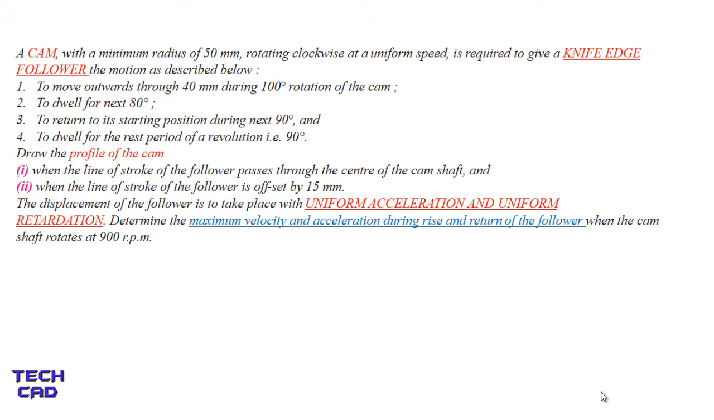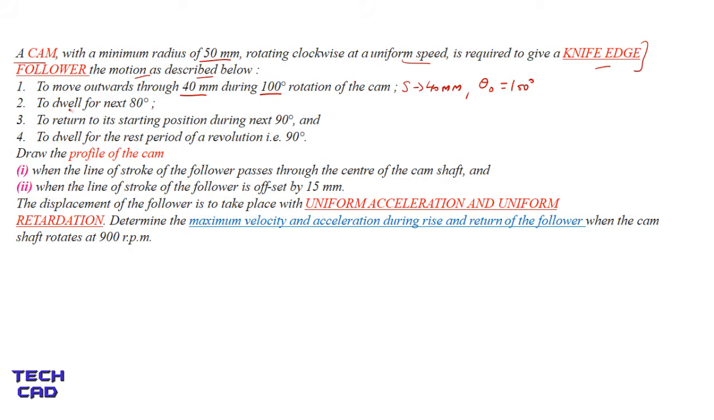The question states that a cam with minimum radius 50 mm rotating clockwise at uniform speed is required to give motion to a knife edge follower. So the follower is of knife edge type. The motions are described below. The first motion is to move outwards through 40 mm during 100 degree of rotation, meaning S is 40 mm and theta naught, which is the angle of rise or angle of ascent, is 100 degree.